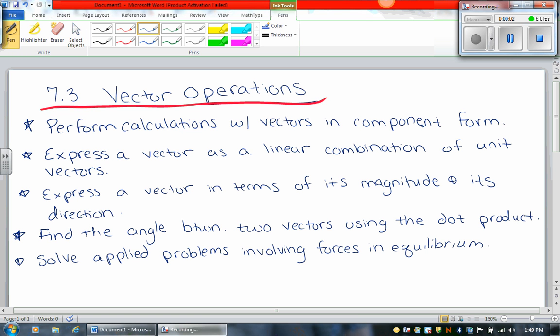This lesson is for Mrs. Cucci's College Now Pre-Calculus class. Today we're going to be talking about vector operations. We are on lesson 7.3.